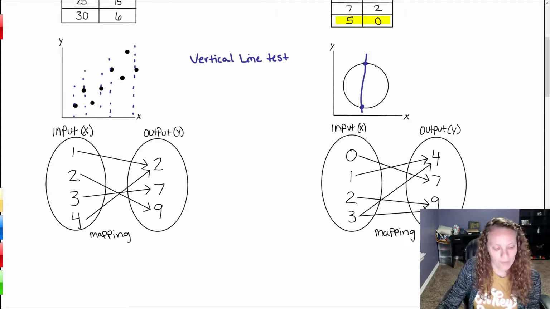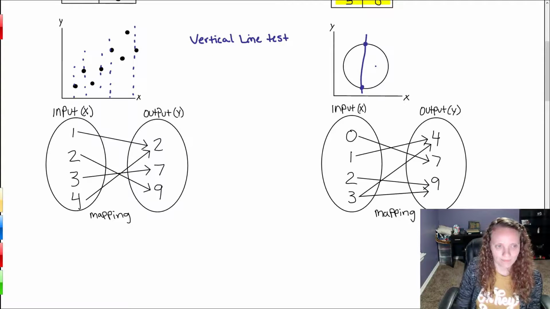Now we're going to look at something called mapping. It's basically like a table except using arrows. So for example, input of 1 goes to 2. Input of 2 goes to 9. 3 goes to 7, and 4 goes to 2. These input values are only going to one output, so the input is not repeating itself, so this one is a function.